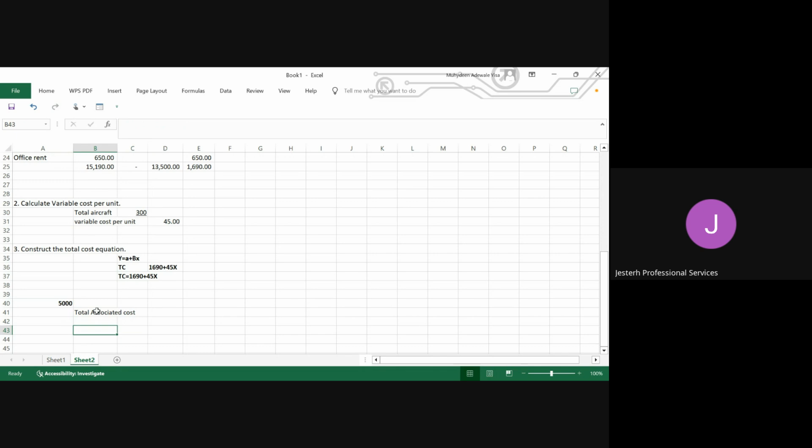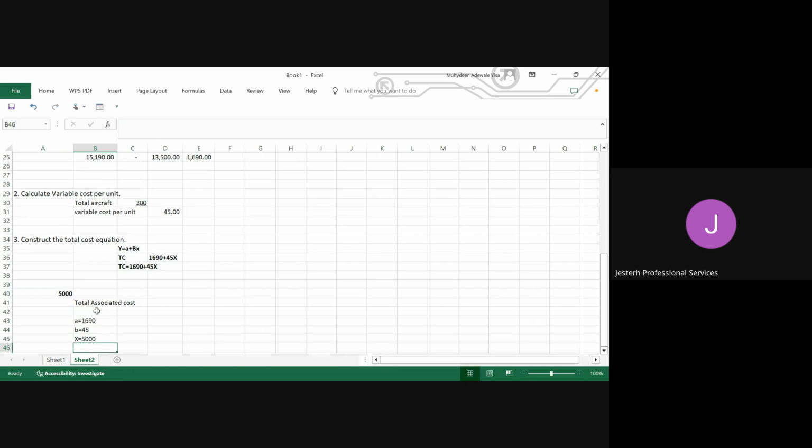Now, how are we going to do it? We have already arrived at our cost function, and it is what we are going to use to determine everything. Since we are looking for total cost, our A here, which is the fixed cost, is 1,690. Our B is 45. Our level of activities, which is the total aircraft we want to render service to, is 5,000.